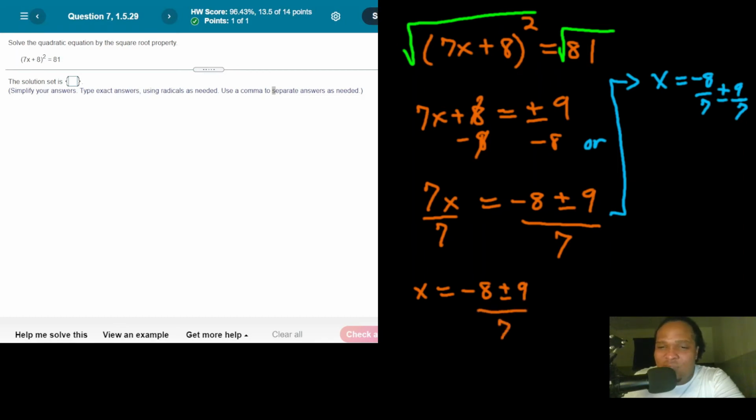You know what? Let's go ahead and erase the minus. We have two different answers, right? The positive version and the negative version. So negative 8 minus 9 divided by 7. And we can solve separately for those. We have negative 8 plus 9, which is positive 1. So we have 1 over 7 for one answer. And then we have negative 8 minus 9. That's negative 17 divided by 7. And that's it.